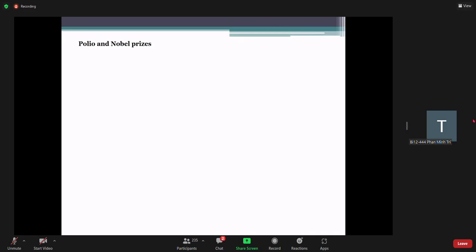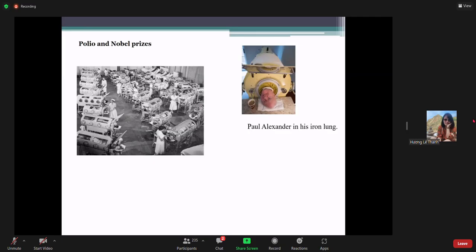When you are on the internet, have you ever read about the men with iron lungs? So here is the polio disease in the 19th century. Yes, the iron lungs. The man Paul Alexander, now I don't know, more than 70 years old, is one of the last persons in the world still using an iron lung.